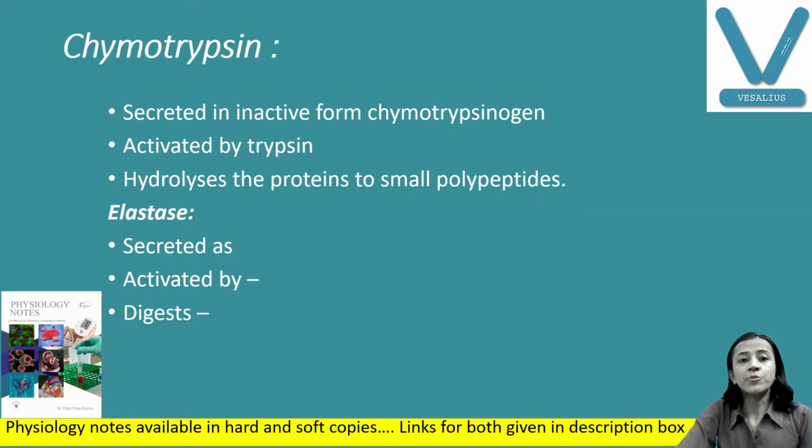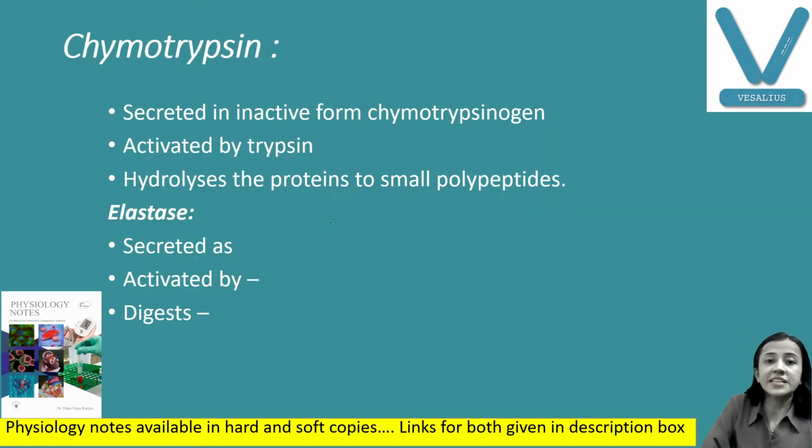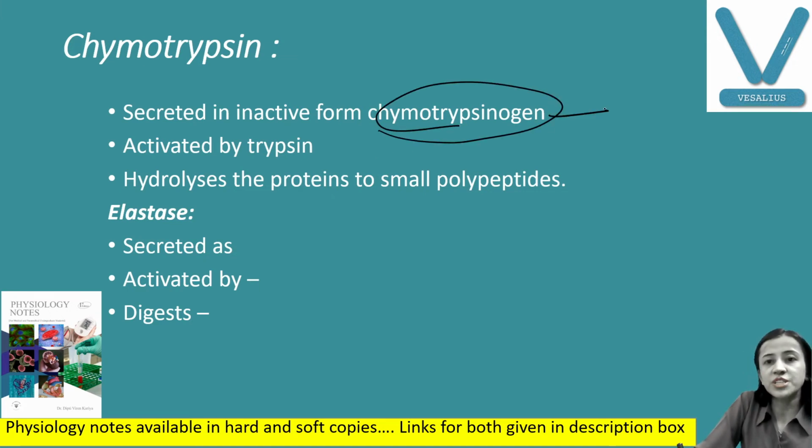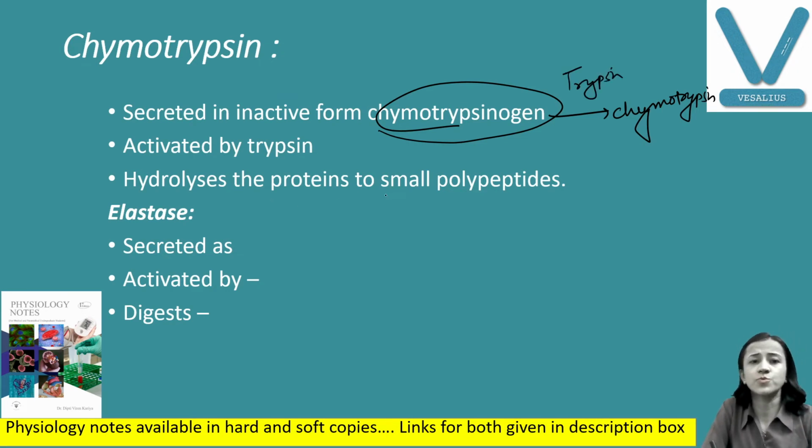Then next is chymotrypsin. Chymotrypsin is secreted in inactive form, that is chymotrypsinogen, and it is activated by trypsin. Means chymotrypsinogen is converted into chymotrypsin by trypsin. And its function is it hydrolyzes the protein into small polypeptides.